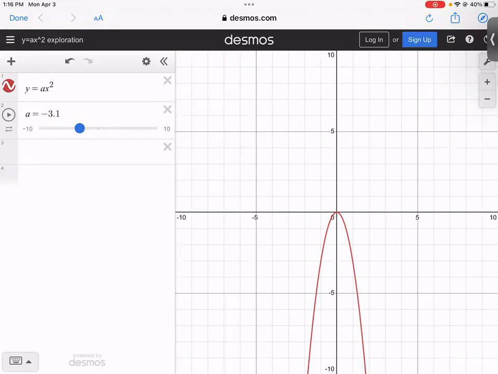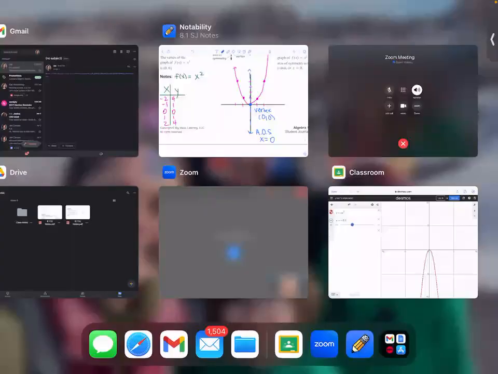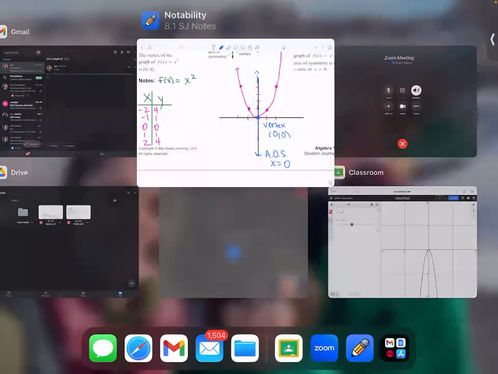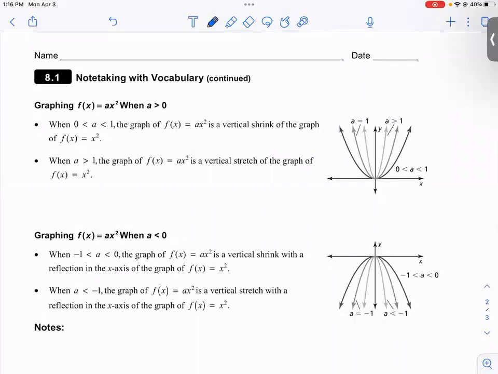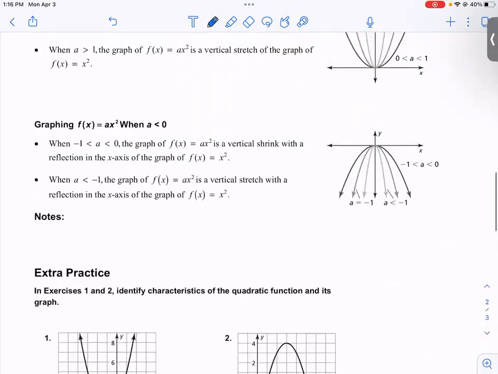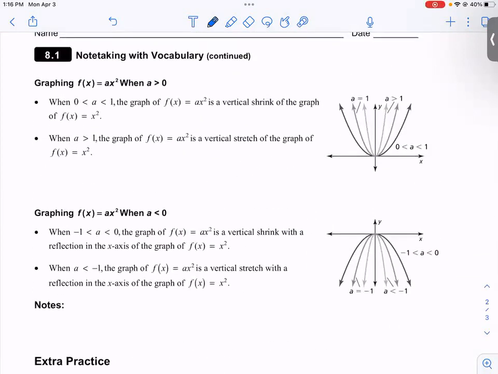Go ahead and close your computers. This is what I want you to write down about our observation. Go to page 248. If the absolute value of A is bigger than 1, then our graph is going to be skinnier. But if the absolute value of A is less than 1, then our graph is going to get wider.